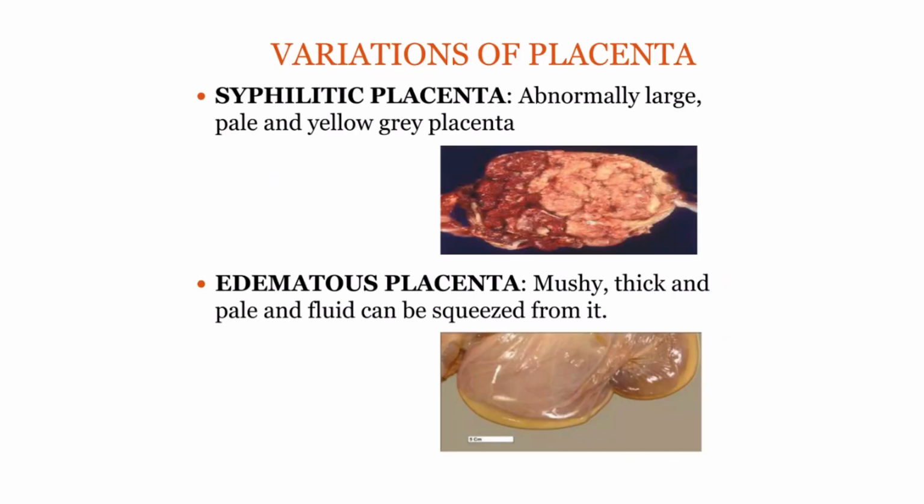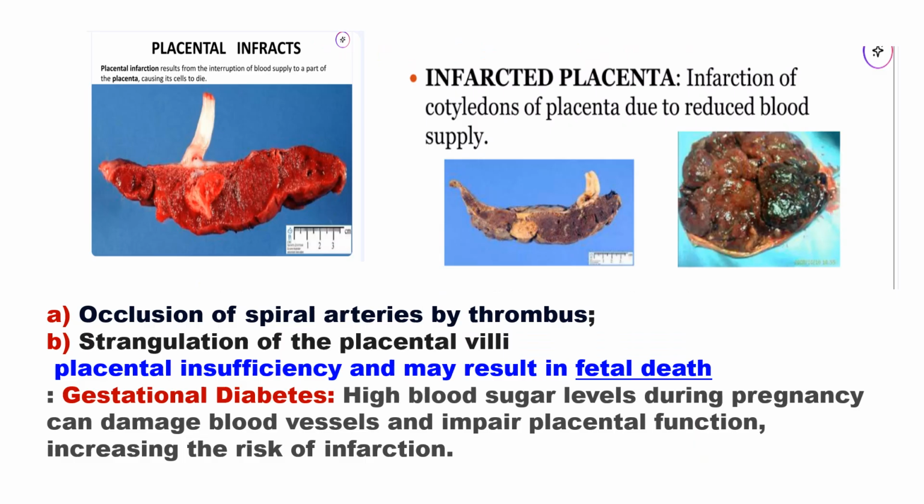Syphilitic placenta: abnormally large, pale yellow-gray placenta. Edematous placenta: bushy, thick and pale, filled with fluid. Infarcted placenta, or infarction of the cotyledons of the placenta, is due to reduced blood supply. It can be due to occlusion of spiral arteries by thrombosis or strangulation of placental villi. Placental insufficiency may result in fetal death.